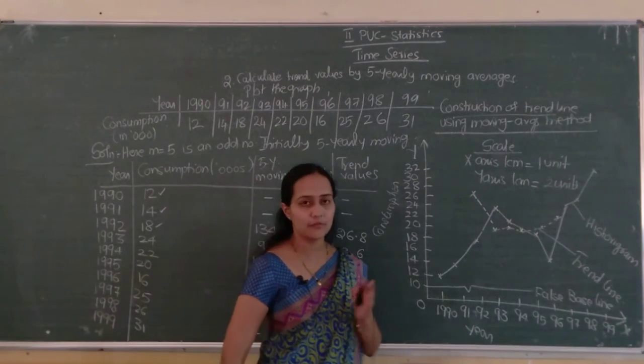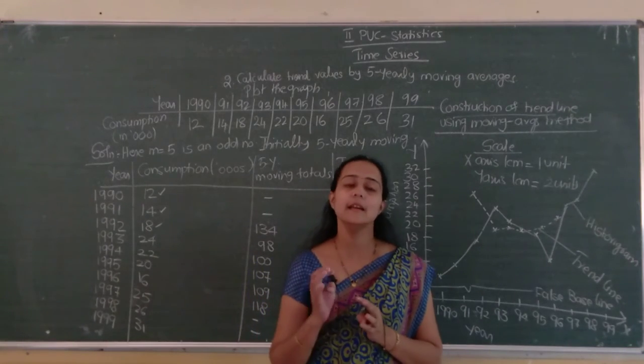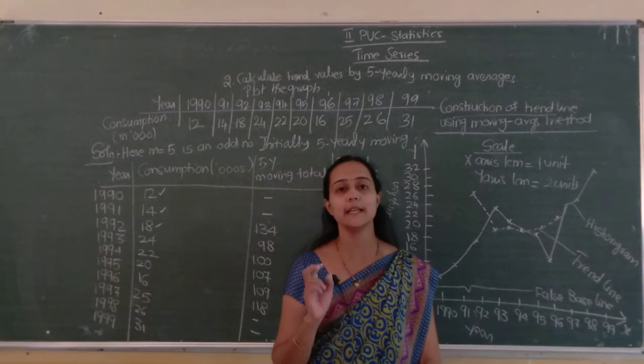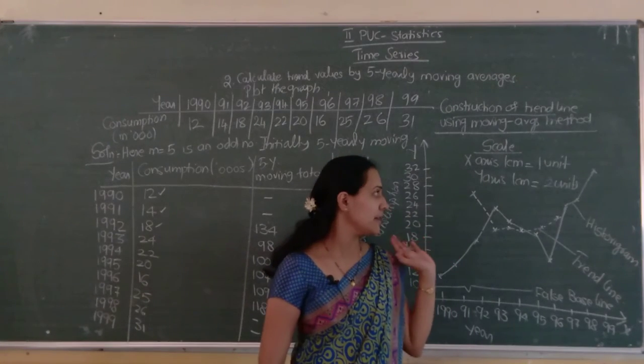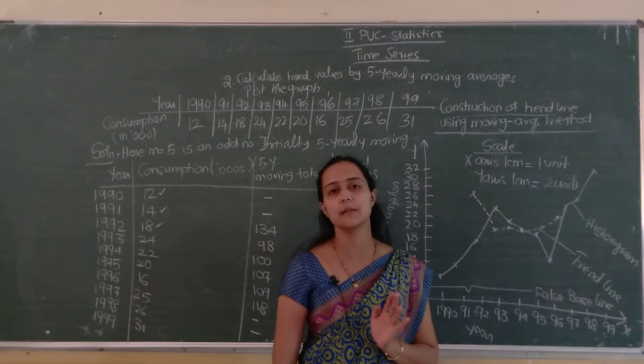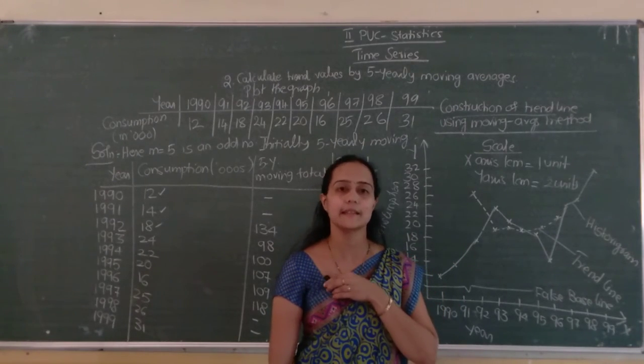So if odd periods are coming, it is easy to do. For odd period, do the moving total and write it at the middlemost, that is enough. So that is about odd period. If even comes, how to do it, we will see in the next class. Thank you.